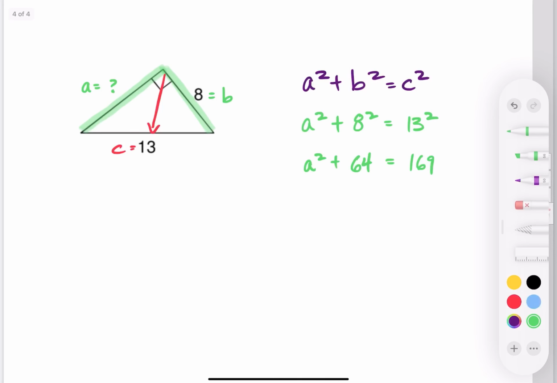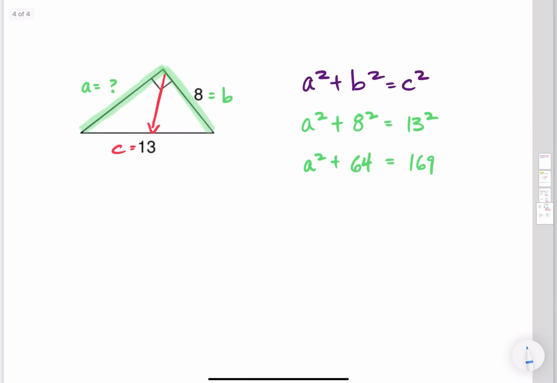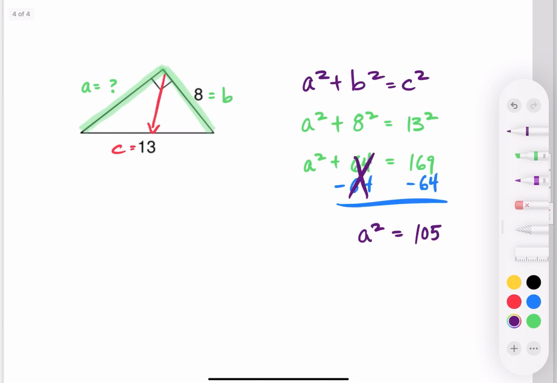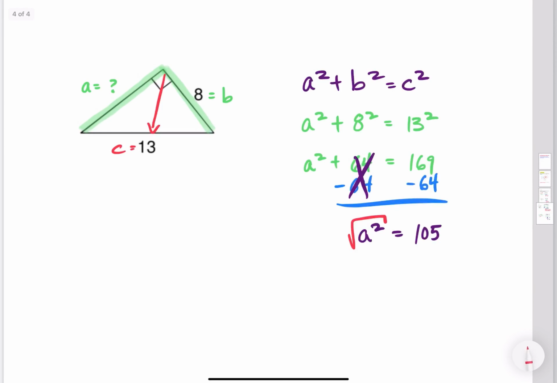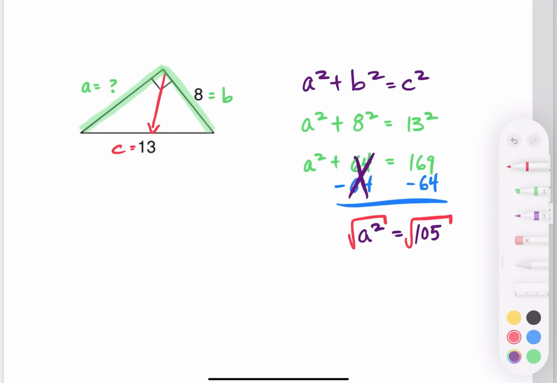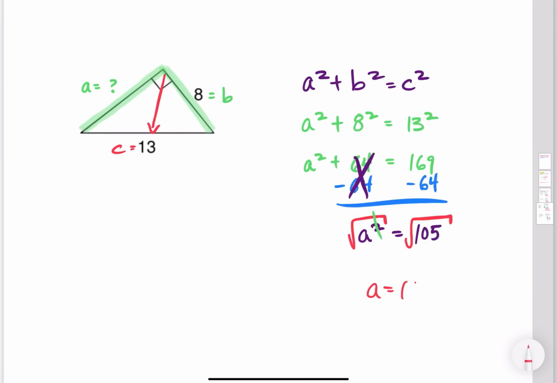So now, again, I'm missing an A value. I want to get that by itself. I want to get rid of that 64. So we'll subtract 64 on both sides. Now the 64s on the left will cancel each other out, leaving us with A squared is now equal to 105. Well, we want to get A by itself, so we'll go ahead and square root. And that way the square and the square root will cancel each other out, leaving us with A is equal to about 10.2 units.